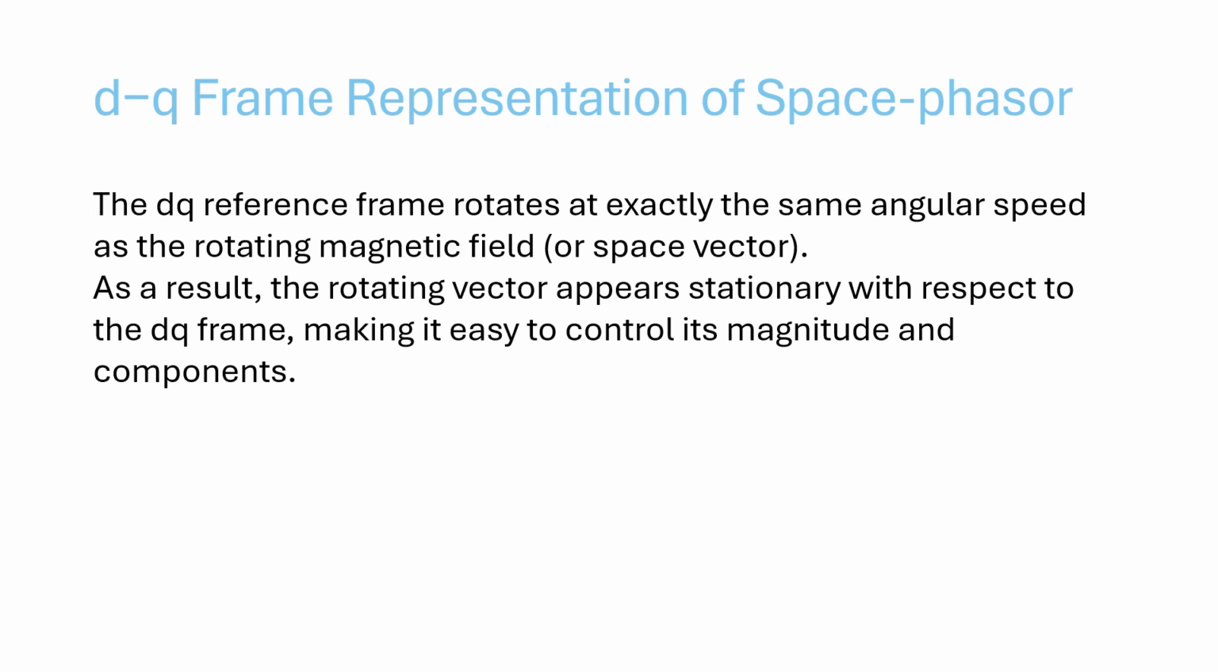The DQ reference frame rotates at exactly the same angular speed as the rotating magnetic field or space vector. The space vector is only a single vector, whereas the DQ frame is two perpendicular vectors. One is D and the other one is Q. These two vectors, that is this DQ frame, are rotating at the same speed as the space phasor. As a result, the rotating vector appears stationary with respect to the DQ frame, making it easy to control the magnitude of the components.